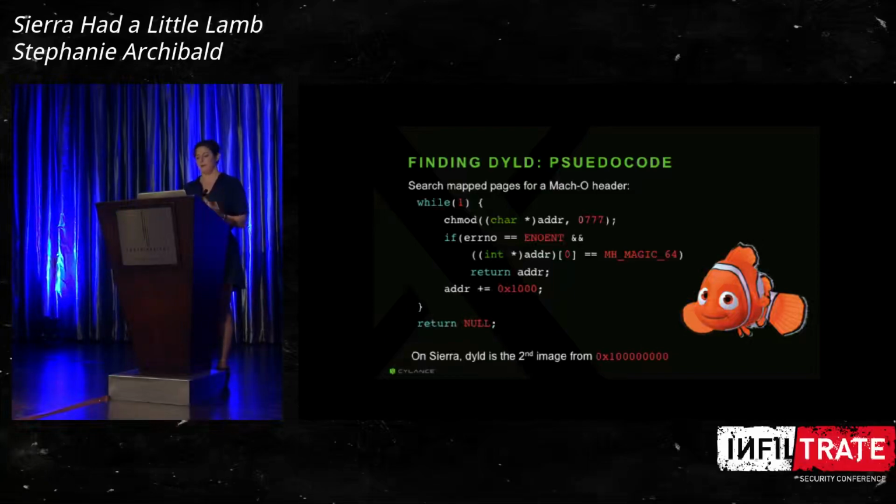So basically on Sierra, you just have to do this loop twice. The first one is going to be your process's image, and the second one is going to be DYLD. Here you can see we call chmod, and then we check for ENOENT. If we get ENOENT, we know that address is allocated, so we can dereference it and check for feedface, which is MH_MAGIC_64. It's basically the tag at the beginning of the Mach-O header struct.